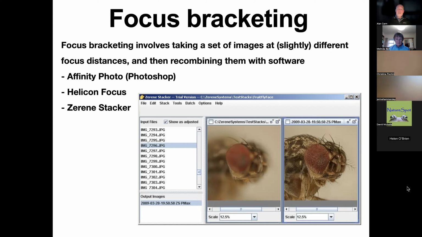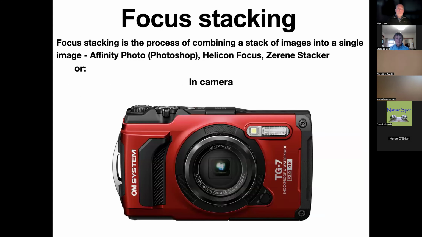So this is quite specialist. You have to be pretty dedicated in order to do this, but it does get around this fundamental physics problem of the more you magnify something, the less your depth of field becomes. Now, taking the series of images at different focal lengths is called focus bracketing. And focus stacking is the process of recombining those images into a single image.